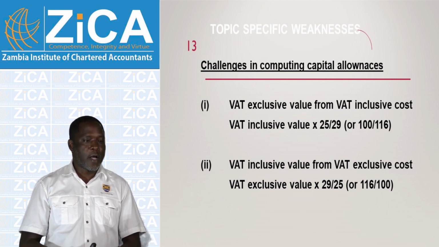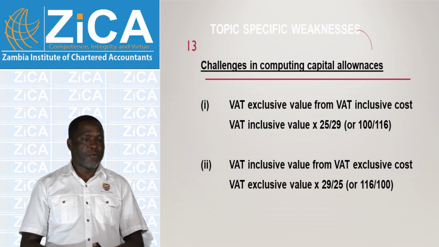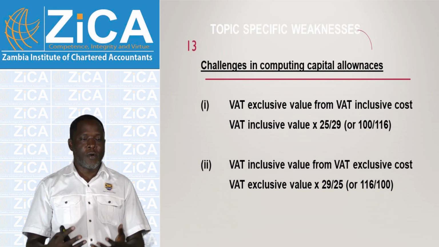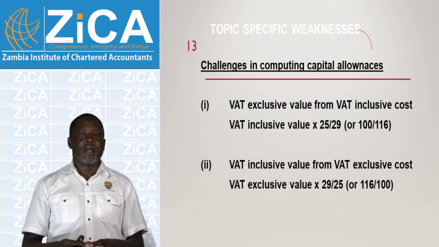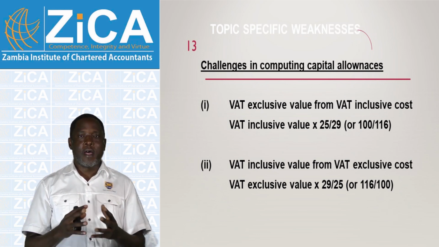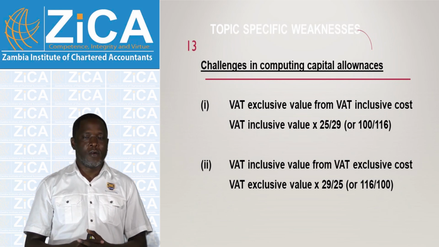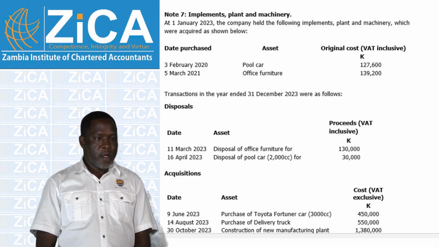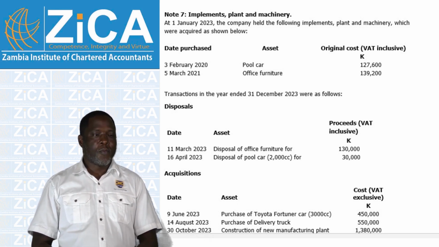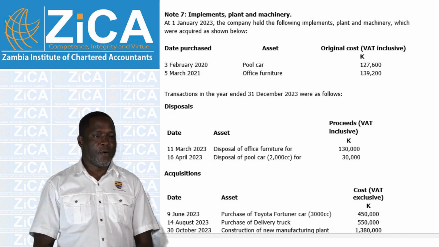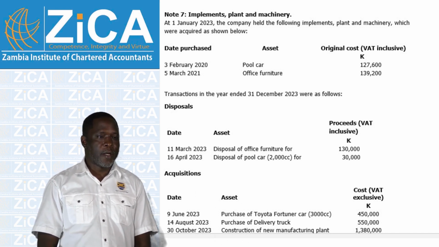So again, let us look at another example coming from a past examination question. This time we are going to look at the September 2022 CA2.4 sitting, and we are going to look at question 1 so that we demonstrate how we are supposed to compute capital allowances in questions where the assets are stated inclusive of VAT. Specifically we are interested in note number 7 on implements, plant and machinery.